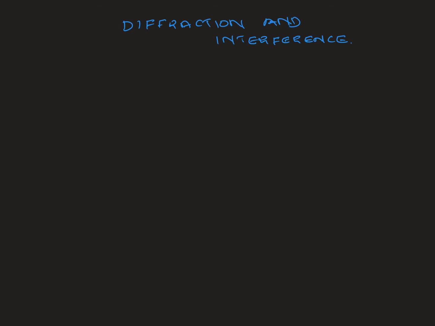Diffraction and interference are wave properties. You might have seen a tank with water in it, and the waves coming this way. So these are wavefronts. If you take the cross section of it, these are the wavefronts.